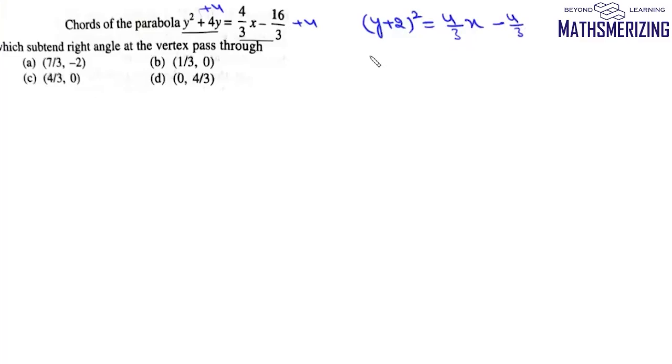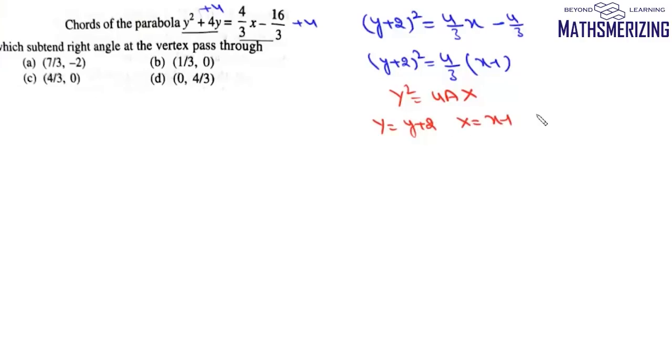So I'll take 4 by 3 common. I can write this equation as (y plus 2) square equals 4 by 3 times (x minus 1). I'll compare it with the standard equation, capital Y square equals 4a capital X. So in this case, capital Y is y plus 2, capital X is x minus 1, and the value of a is 1 by 3. Now it says chords of the parabola which subtend a right angle at the vertex pass through a fixed point, and we need to find that fixed point.